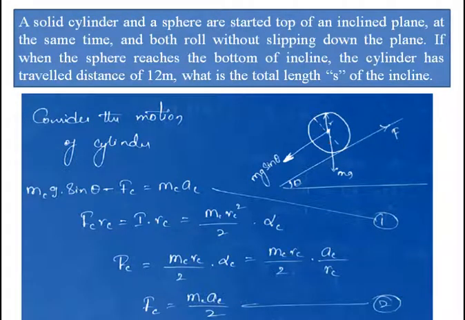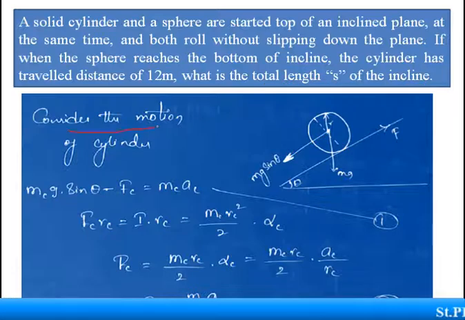Just assume this is the free body diagram of both bodies, the solid cylinder and the sphere. The weight acts downwards, which is mg, and this is its component, mg sin theta. If you resolve it the other way, you get mg cos theta. But what we need to find is the total length of the incline. Now we'll see the solution.